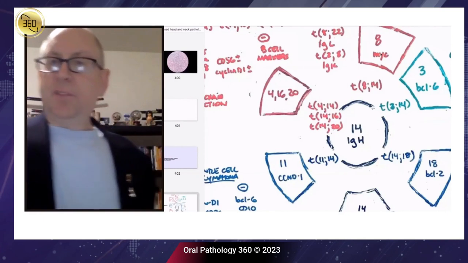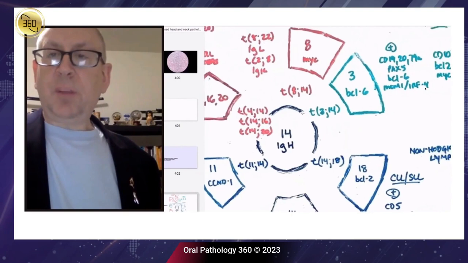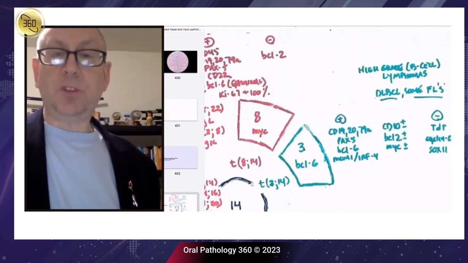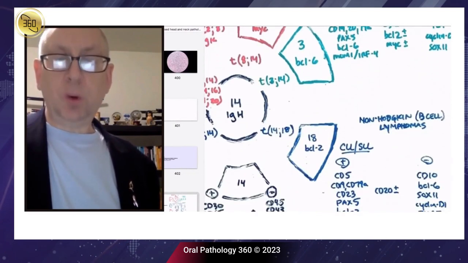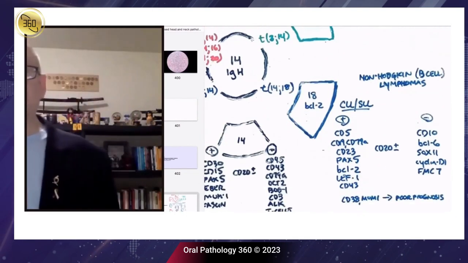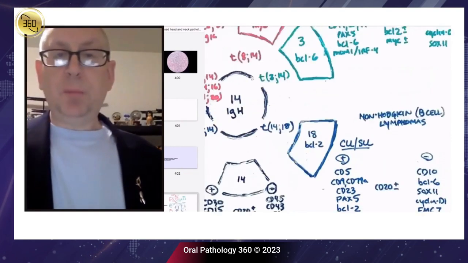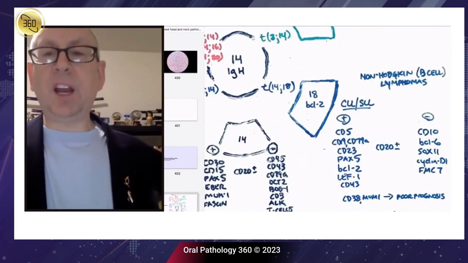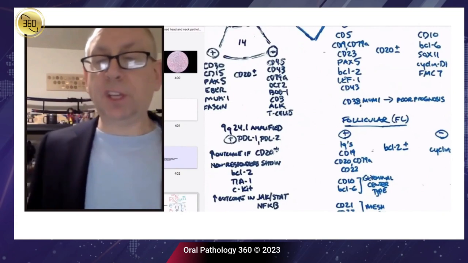If they have a BCL6, they're probably in the high-grade lymphoma diagnosis, so diffuse large B cell. If they have a BCL2, we're usually more in the chronic lymphocytic leukemia, small lymphocytic leukemia, so they're a little bit lower grade. So BCL6 is worse than BCL2, kind of, right? They're all non-Hodgkin lymphomas. But they will also include the follicular lymphomas.